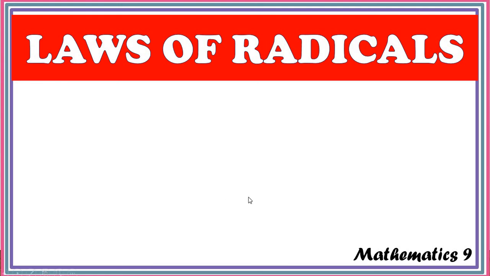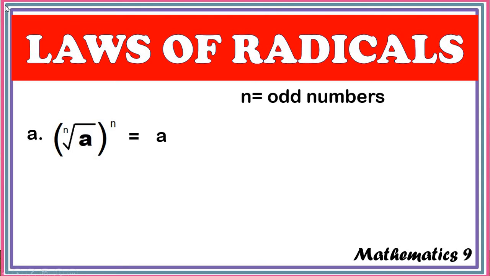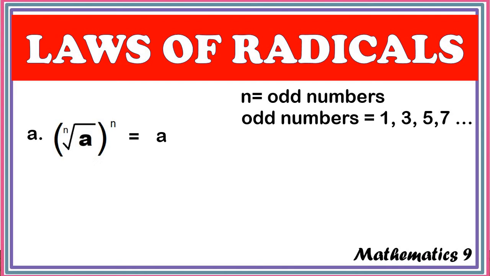Let us recall the law of radicals. So, the first one is the nth root of a raised to n, and that is equal to a, if and only if, kailan lang? Okay, kapag ang n natin is odd numbers. So, ano-ano ba yung mga odd numbers? We have here 1, 3, 5, and 7, and so on.